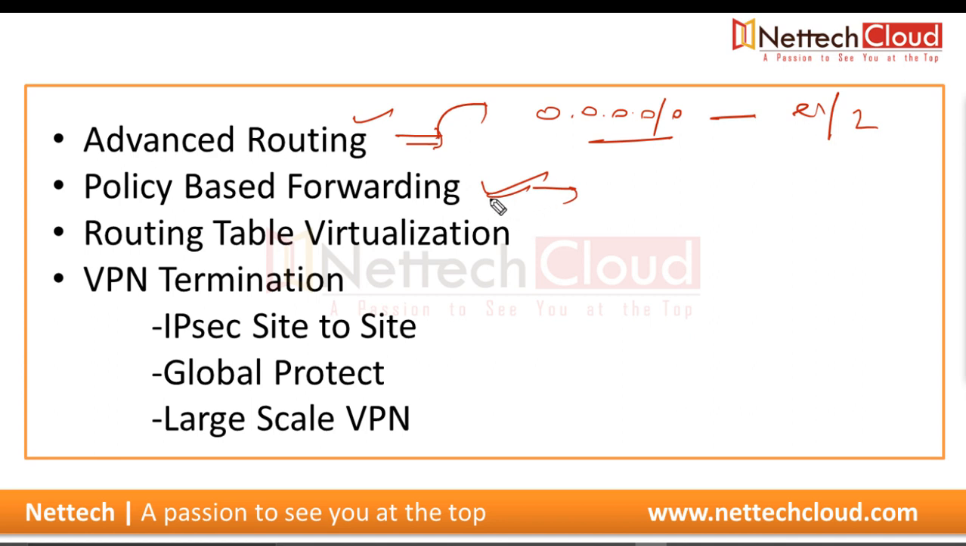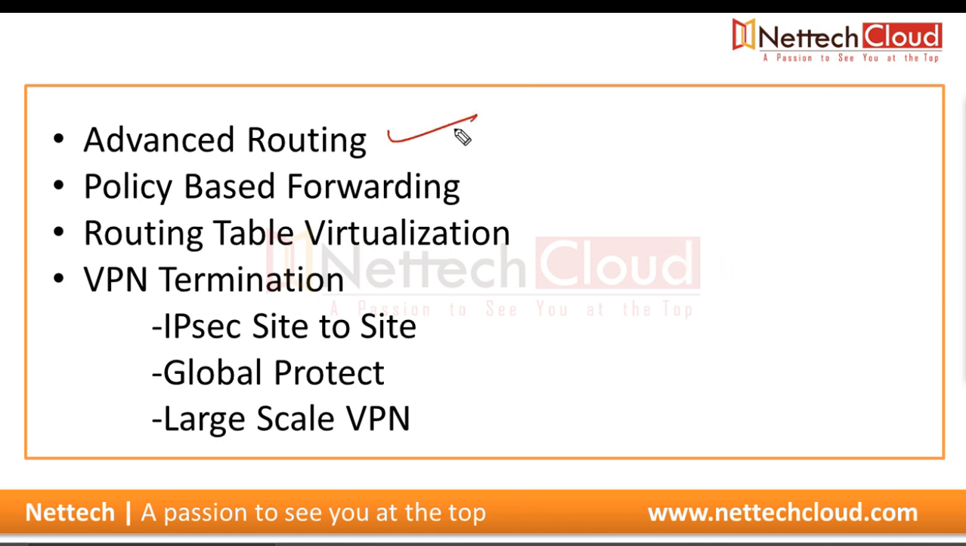So the Palo Alto firewall always checks the policy-based forwarding table first, and if it doesn't find any matching policy route there, then standard routing, that is checking the route in the virtual router's routing table, is done, right? So here in the Palo Alto firewall, advanced routing is supported: unicast, multicast, IP version 4 and IP version 6, all supported. Policy-based forwarding is also supported, that is PBF, right?